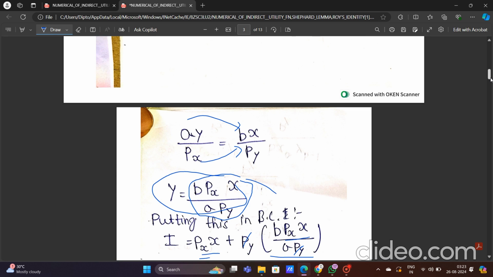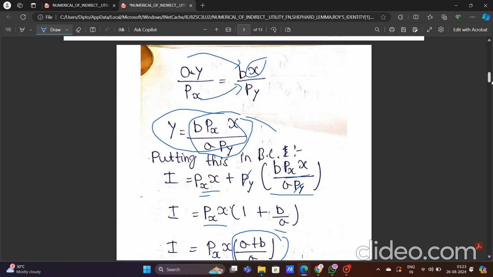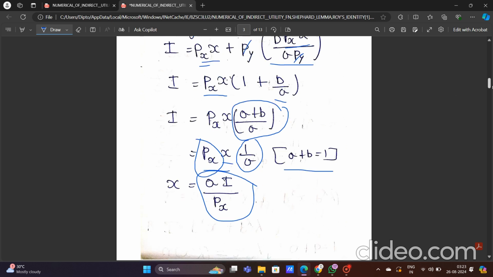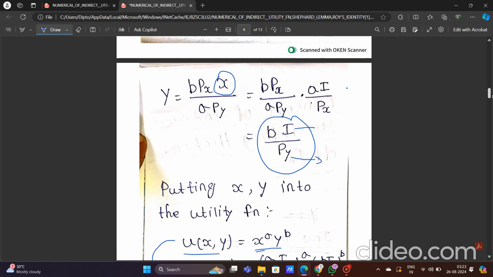From this equation you may find the value of x or y, whatever you wish, and then you have to put that value of x or y into the budget constraint, and after putting it into the budget constraint you will find the values of x and y, which are completely independent of the quantities of the commodities consumed. Then after putting the values of x and y into the utility function, you will find the indirect utility function.